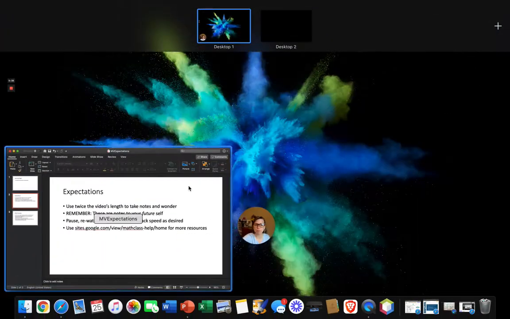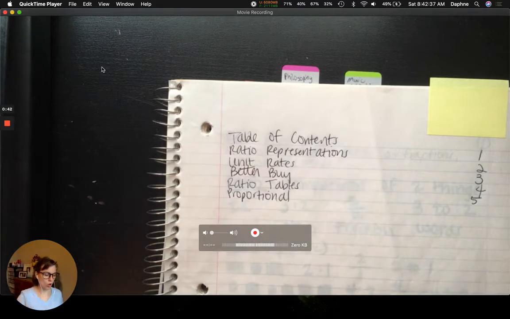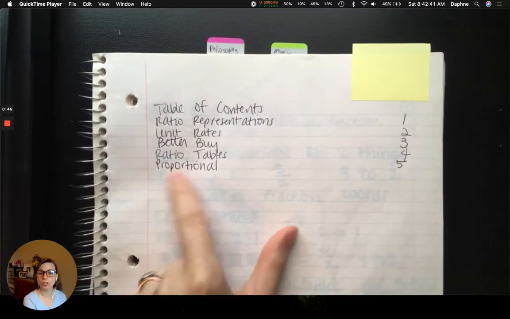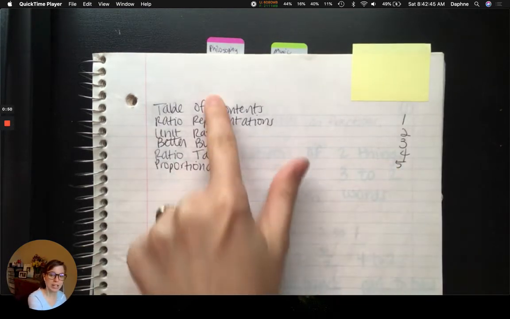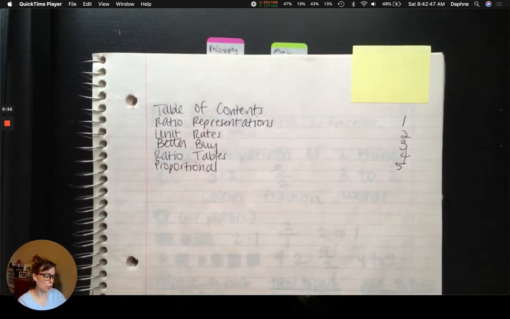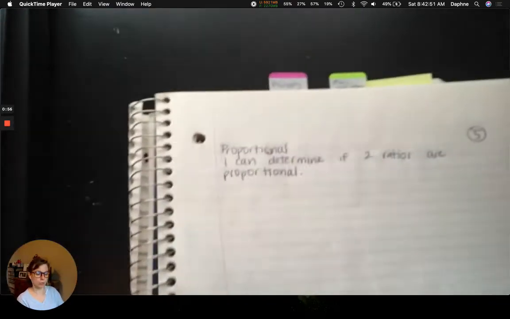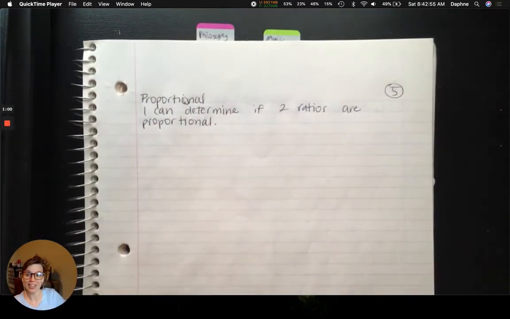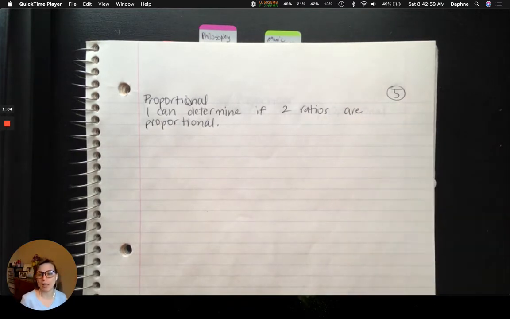Okay. And where's my thingamajiggy? There it is. Okay. So, table of contents. This is our first page. Again, we have proportional up here, and this is page 5. So you're adding to your table of contents. It's going to get some length to it. I'm going to flip to my next blank page, which I've already labeled ahead of time to save me time. So pause the video and write down your learning target and title it and put your page number.